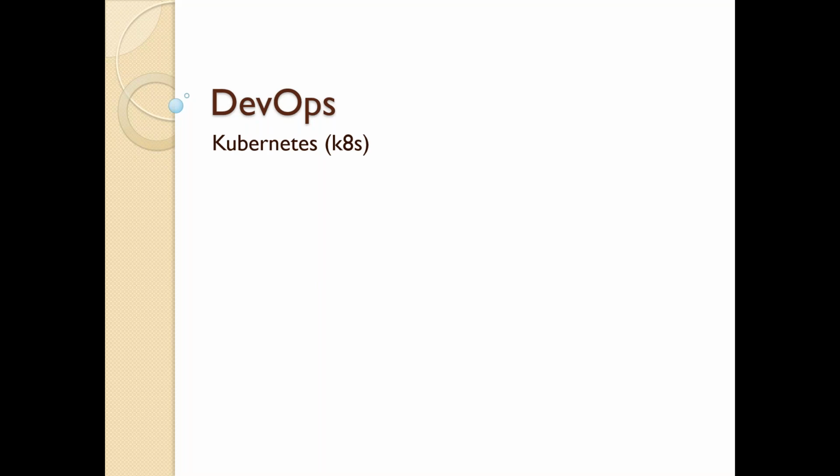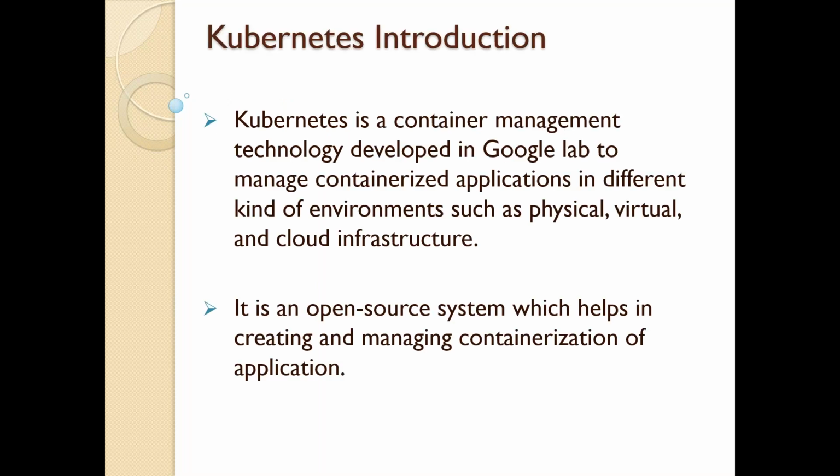Okay. So Kubernetes, sometimes they call it K8s because there are 8 characters between the K and the last s, right? So it's called K8s. Kubernetes is a container management technology developed in Google Lab to manage containerized applications in different kinds of environments. It can be physical, virtual, or any kind of cloud infrastructure. It's an open source system which helps in creating and managing containerization of your application. It's basically an orchestration tool.